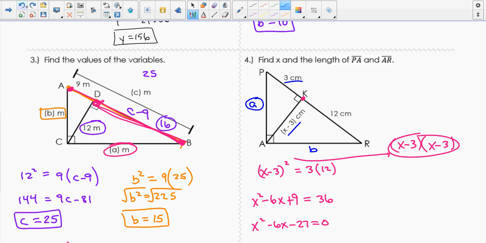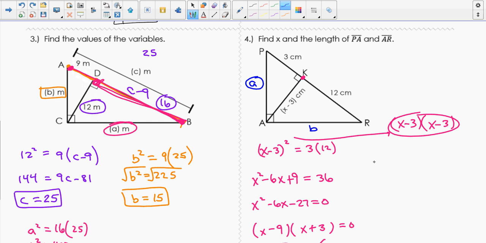I'm going to leave that up to you if you want to do it, but I'm going to use the shortcut just so that we can do it again. So it's leg squared equals my adjacent side, which would be this length of 3, times my whole length from P all the way to R, so I need to add those, so that gives me 15. So I get that A squared equals 45.